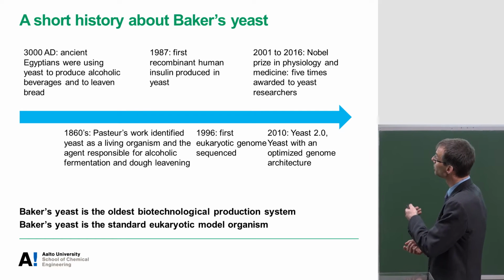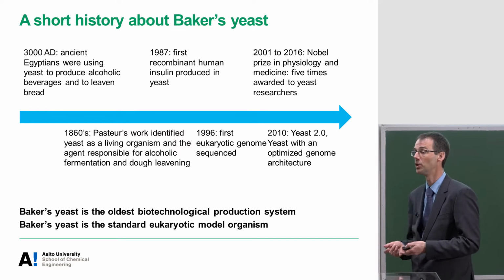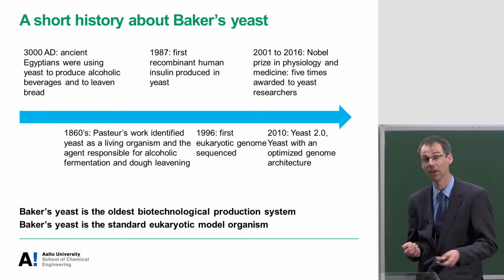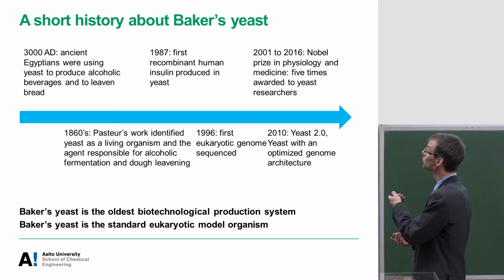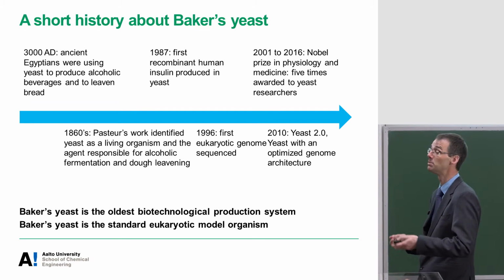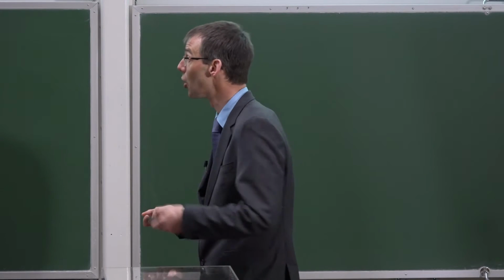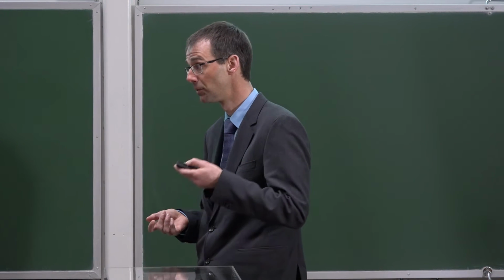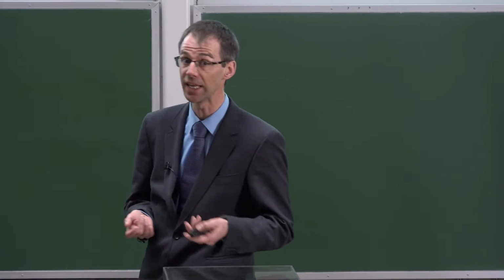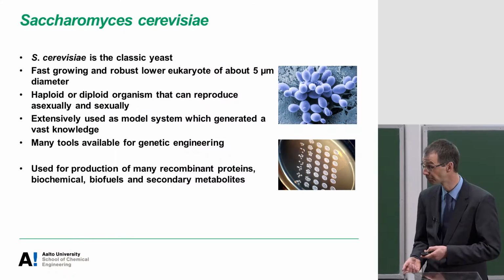And last but not least, now with new technologies, we also start to create synthetic genomes. We can assemble synthetic genomes, and this has also led to the so-called Yeast 2.0 project, where people started to optimize genome architecture, redesigning genomes. So clearly, yeast is a very traditional biotechnological production system, and probably still for a couple of years, the standard eukaryotic model system.